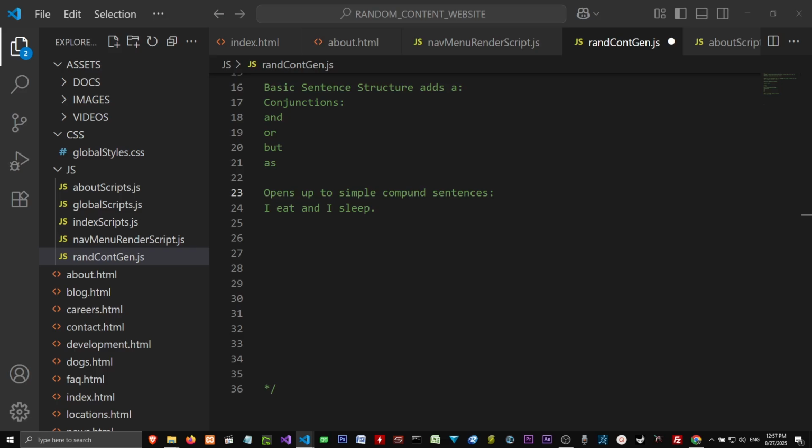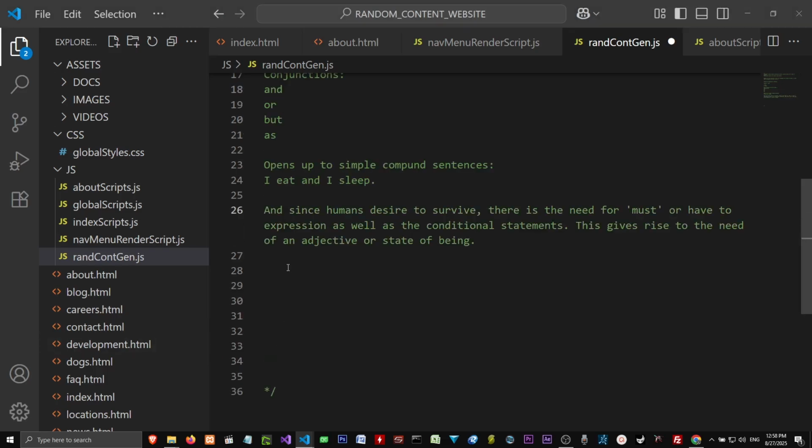So going back to what the purpose of any organism is, what its purpose in life is, it's to survive long enough to reproduce the species. So knowing that, and since humans desire to survive, there is the need for words for an idea, for a concept of must or need, or some sort of expression, as well as a conditional statement. This gives rise to the need of adjectives or a state of being, because I'll get into this shortly, but we are one of the few species who understands the concept of past and future.